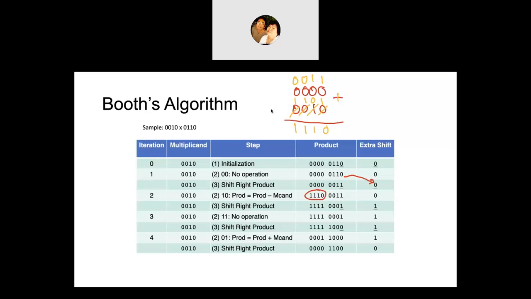Next, we have to shift right the product. When we shift right, the number 1 here goes there to the extra shift, and the rest go down here. You notice that we have to add one more bit into the product. At this time, we add 1 to the product because the MSB here is 1. This is how we do the sign extension. And we finish the second round.